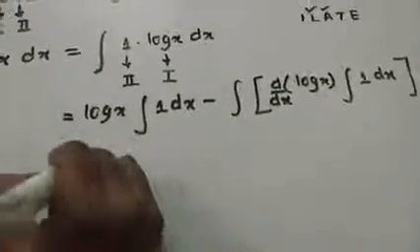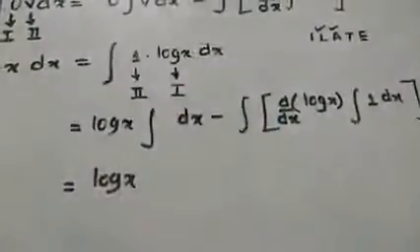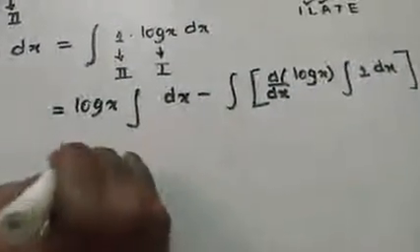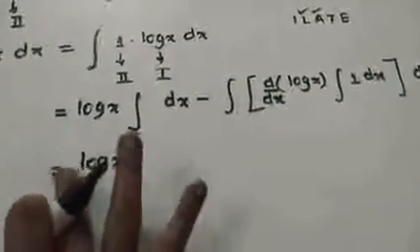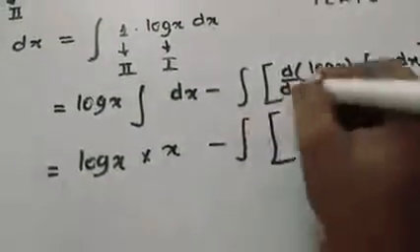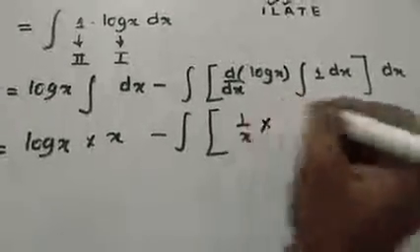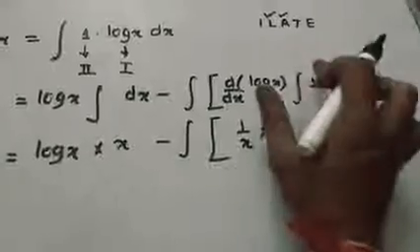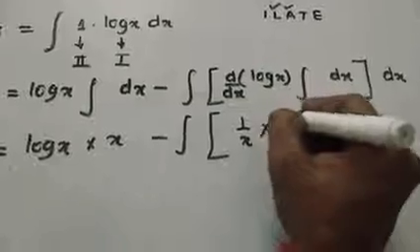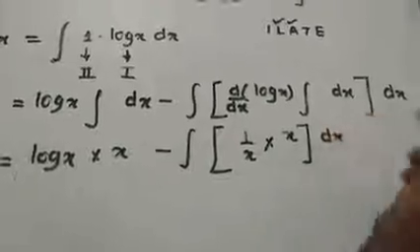Now we know that 1 dx means dx only, and we know that integration of dx is x. Integration over dx is x. d/dx of log x is 1 by x by the derivative formula. And again, integration of 1 dx means what? 1 into dx is always dx, and by the formula of integration, integral of dx is x.